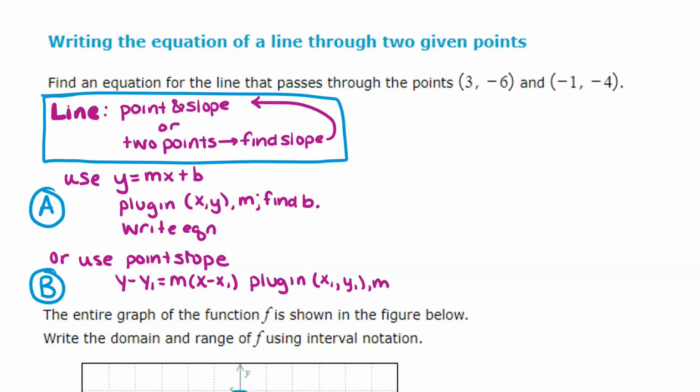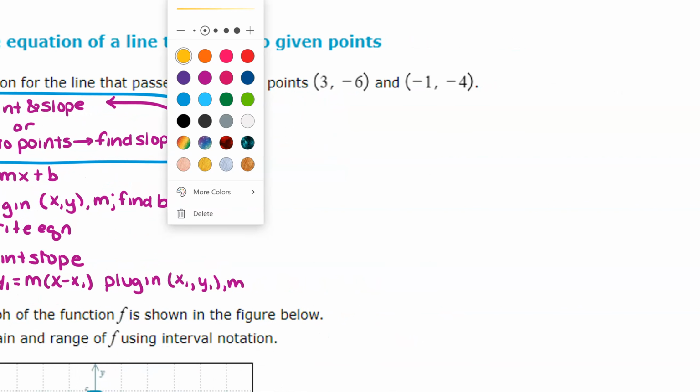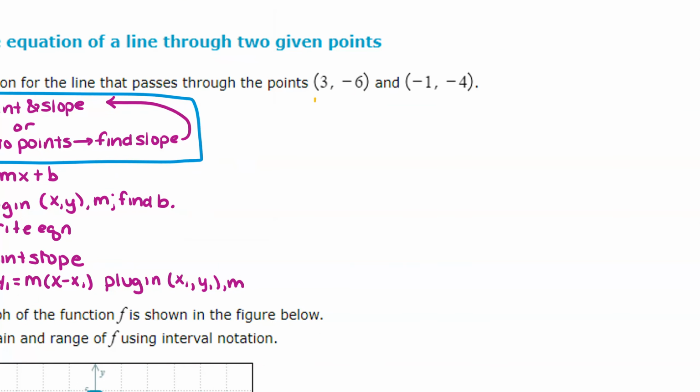The reason I like the y equals mx plus b is because most people, when you say, what's the equation for a line, they'll say y equals mx plus b. So you already kind of know that formula. So I like to show you that you can just use that without memorizing an additional formula called point slope. So let's look at these 2 guys. So I've got the point 3, -6 and the point -1, -4.